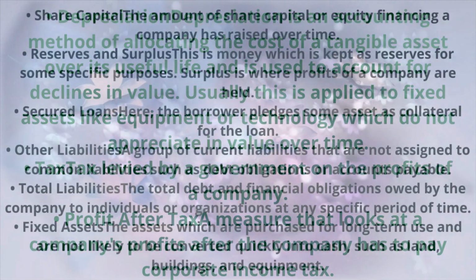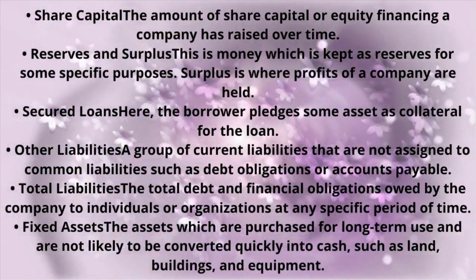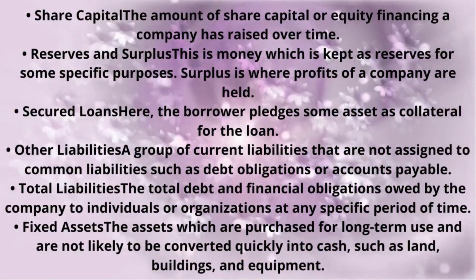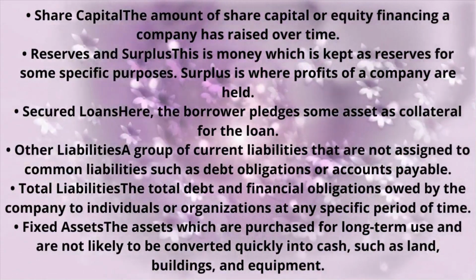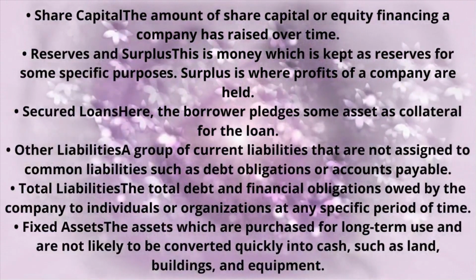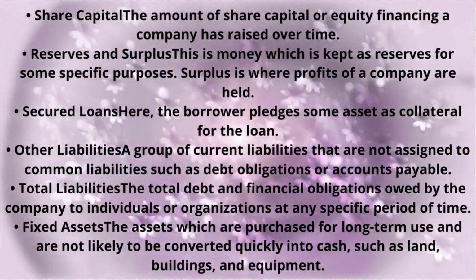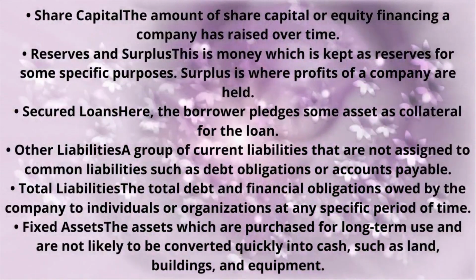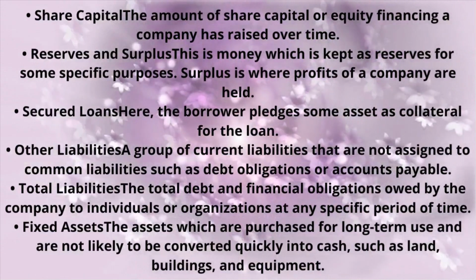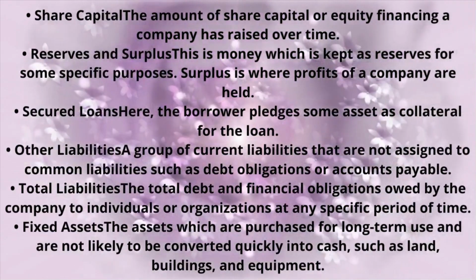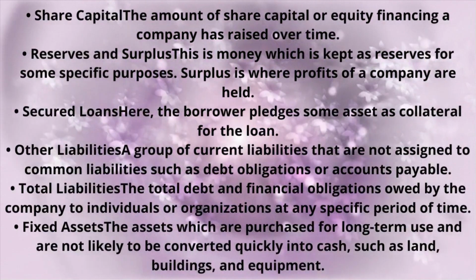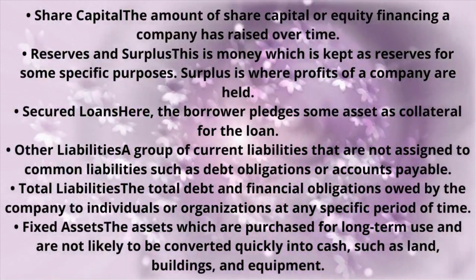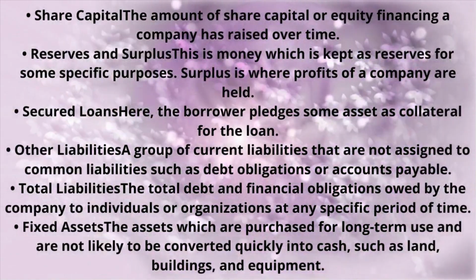Balance sheet. A balance sheet is a financial statement that reports a company's assets, liabilities, and shareholders' equity at a specific point in time and provides a basis for computing rates of return and evaluating its capital structure. Share capital. The amount of share capital or equity financing a company has raised over time. Reserve and surplus. This is money which is kept as reserve for some specific purpose. Surplus is where profit of a company is held.